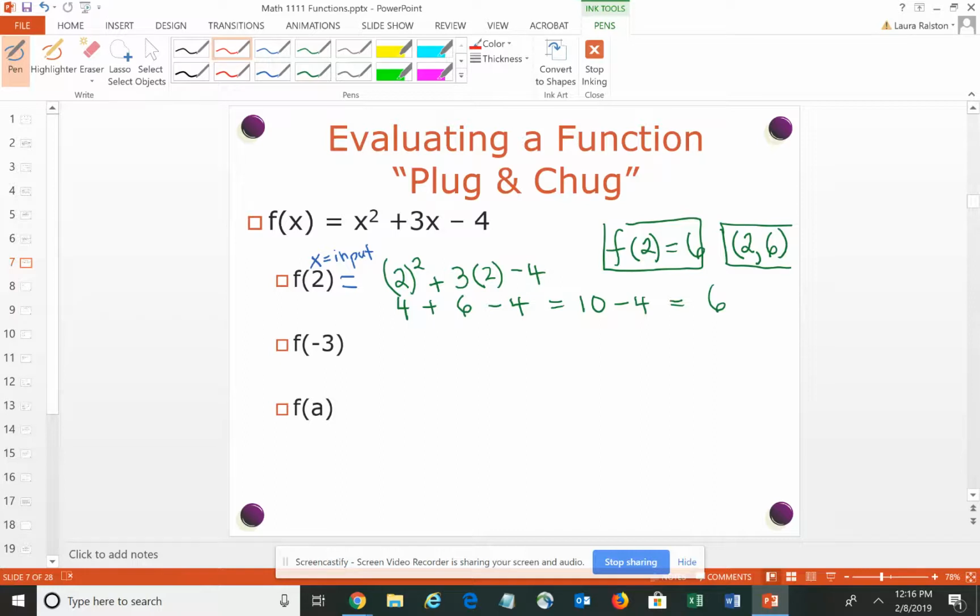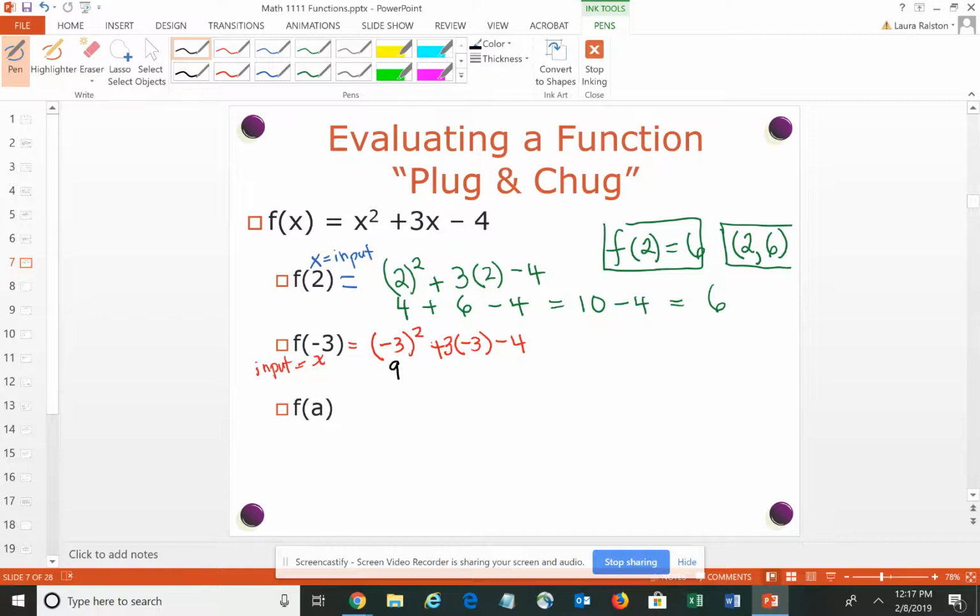Again, in this scenario, your x, which is your input, is -3. So we substitute -3 into the original function wherever there is an x. So I would have -3 squared plus 3 times -3 minus 4. And again, you can do the math. You can do it in your head or you can do it on your calculator. -3 squared is +9.